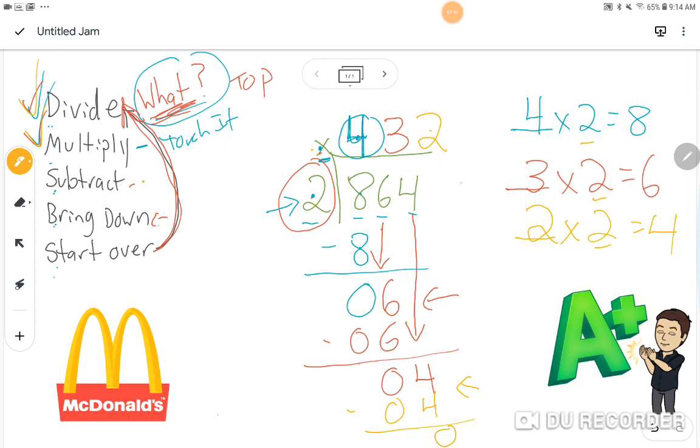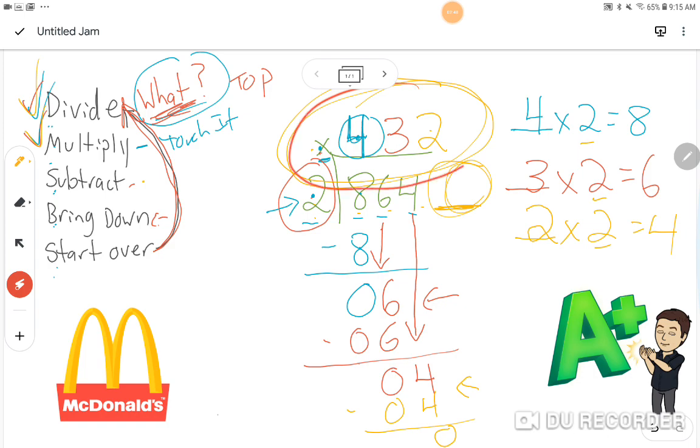Now, what's after subtract? Bring down. But look, there's no other numbers over here to bring down. So that's how you know you're done. What is the quotient? The quotient, or the answer to 864 divided by 2, is 432.